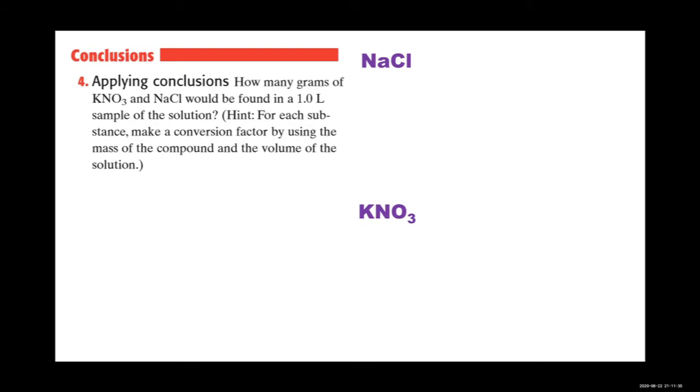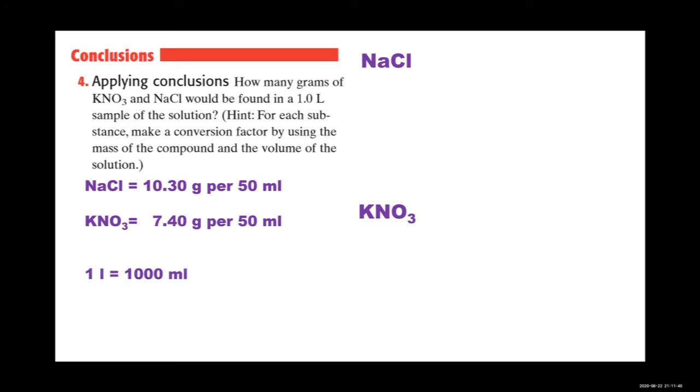So we have our sodium chloride at 10.30 grams per 50 milliliters, and we have our potassium nitrate at 7.40 grams per 50 milliliters. 1 liter is 1,000 milliliters. So how many times does 50 milliliters go into 1,000? Of course, our answer is going to be 20. If we choose to use that as our conversion factor, it's very much like balancing fractions.